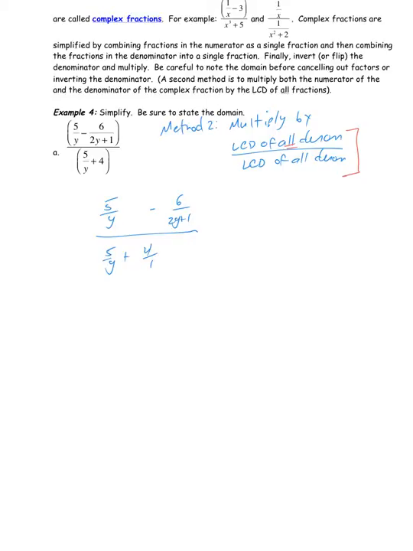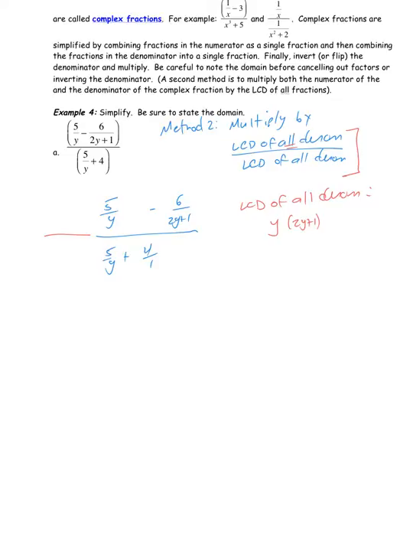So in this case, the LCD of all the denominators, I'm going to write that down, LCD of all the denominators, we actually have 4 denominators: y, 2y plus 1, y, and 1. So the LCD of all those denominators is y times 2y plus 1. So we're going to go ahead and multiply everything by this least common denominator.